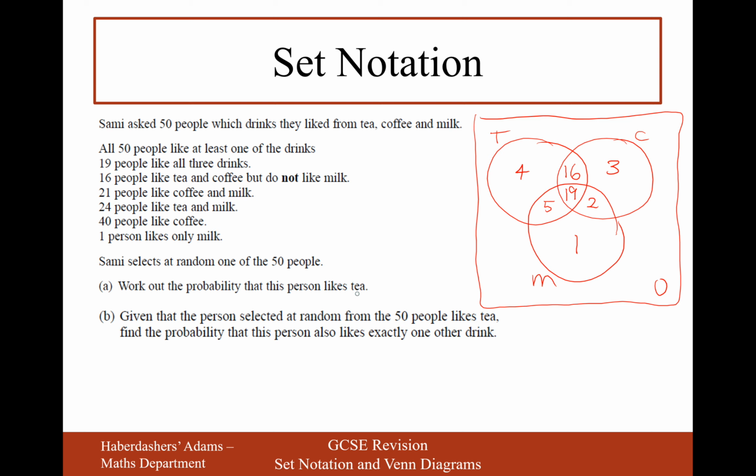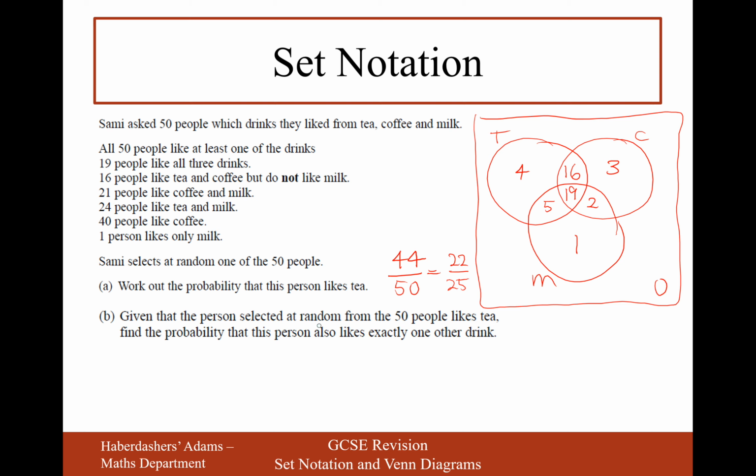Work out the probability a person likes tea. So it's going to be out of 50, this probability. And then we're going to have to count up those people who like tea, so it's going to be 35, add 5, add 4, 44. Or effectively we can say we've got 6 people left over, so it'll just be 50 minus 6. Then we can simplify this fraction to 22 over 25.